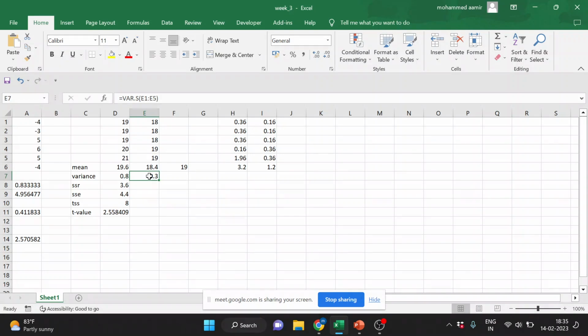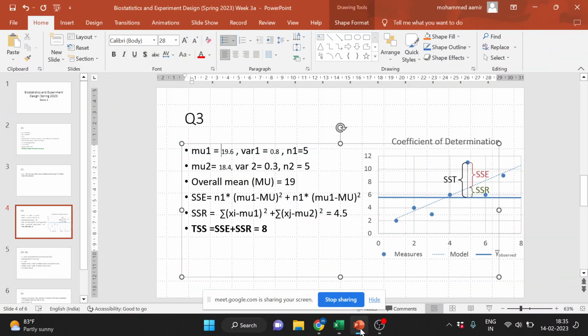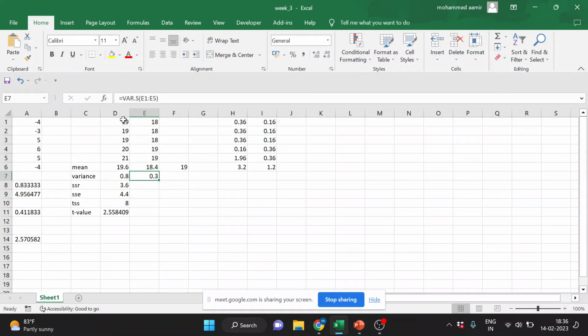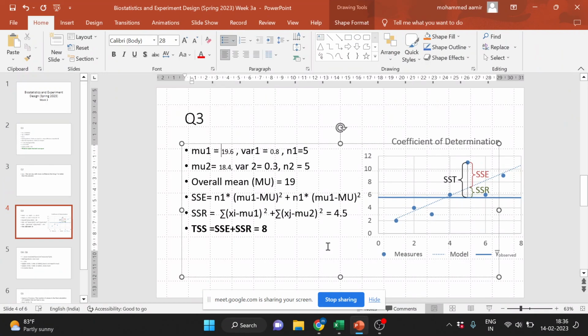Now the formula for calculating the overall mean, the mean of all the samples, all these 5 and all these 5, was 19. The number of samples of each kind was 5 and 5. To calculate the sum of squares, this is the formula: N1, the number of samples of type 1, drug A, times mu1, the mean of the first drug, minus the overall mean, squared, plus the same for the second.